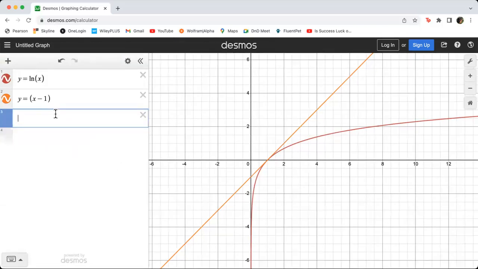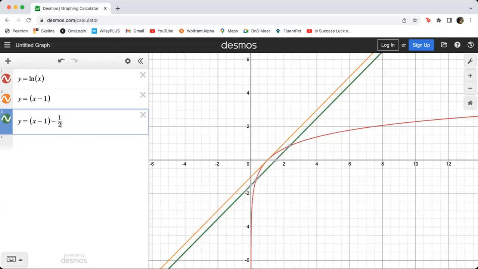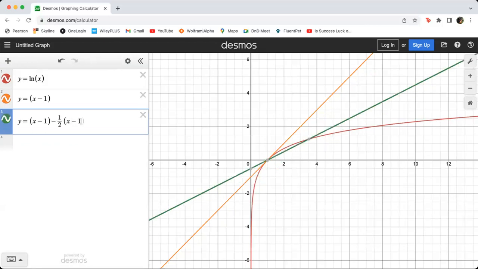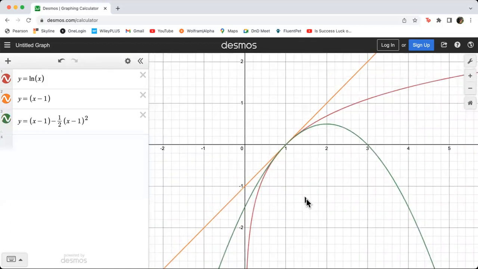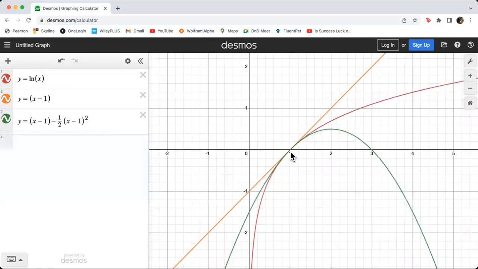Let's put in the quadratic, y equals x minus 1. There's our tangent line, but then we add the next term, which is minus 1 half times x minus 1 squared. There is our tangent quadratic. Now, if we zoom in, they look very different going towards zero and going off towards infinity. But this is an approximation near one. At one, everything matches.